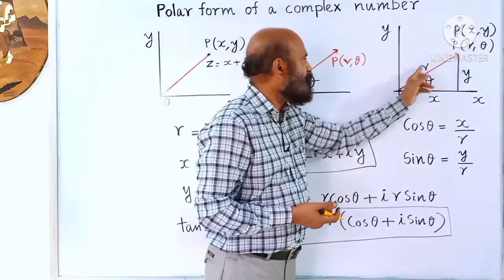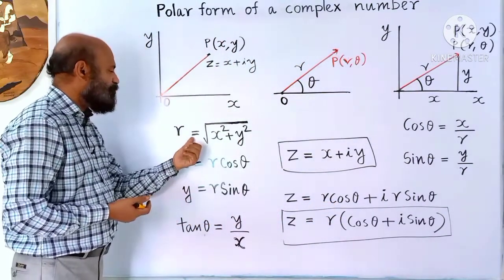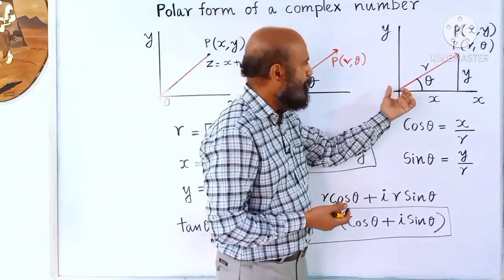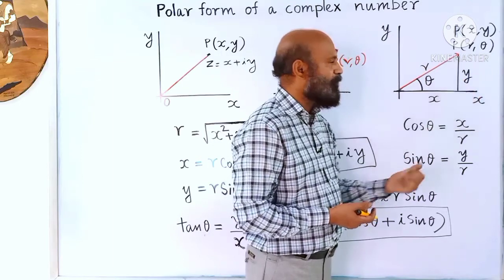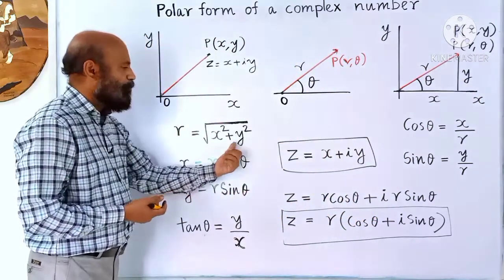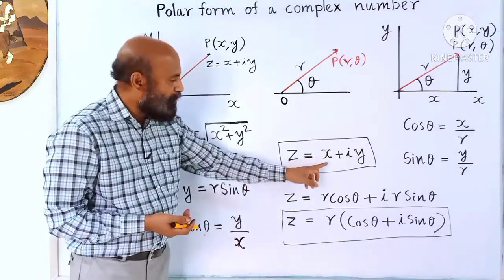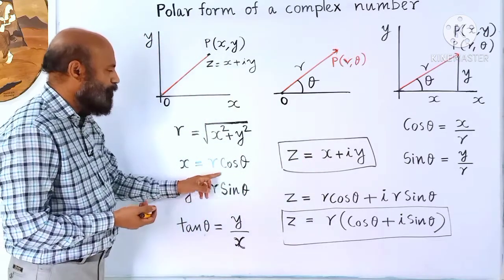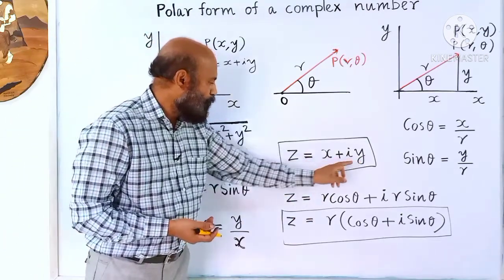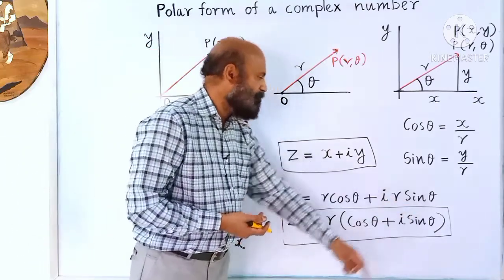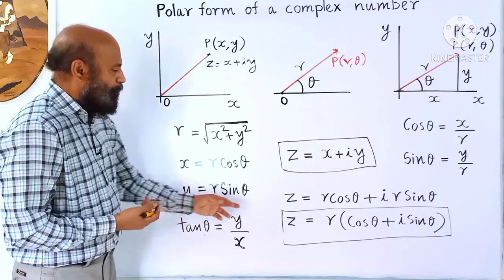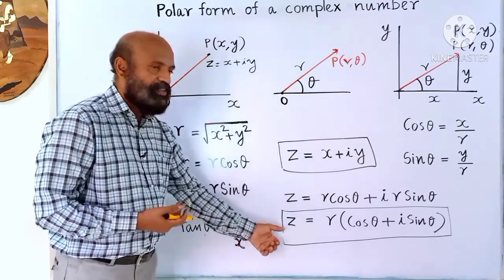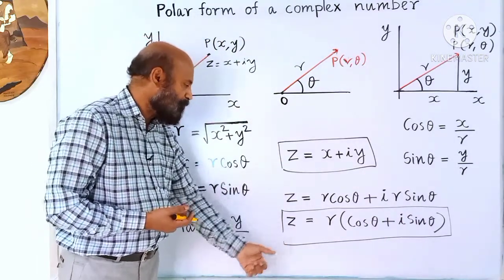Then this distance can be written like this: r is equal to square root of x square plus y square. According to Pythagoras theorem, r square is x square plus y square, so r is root of x square plus y square. Now this is the rectangular form of the complex number. For this x we can substitute r cos theta, plus i, for this y you can substitute r sin theta. Then this r can be taken outside. z is equal to r times cos theta plus i sin theta. This is the polar form of the complex number.